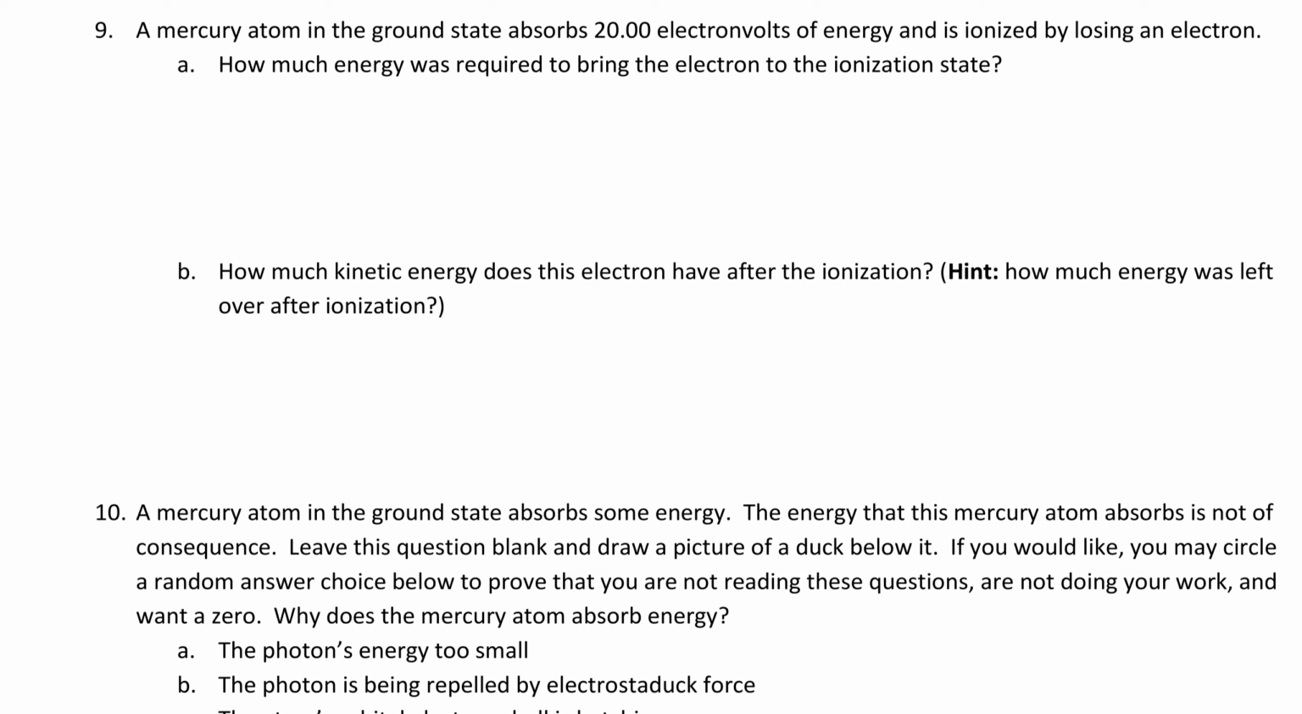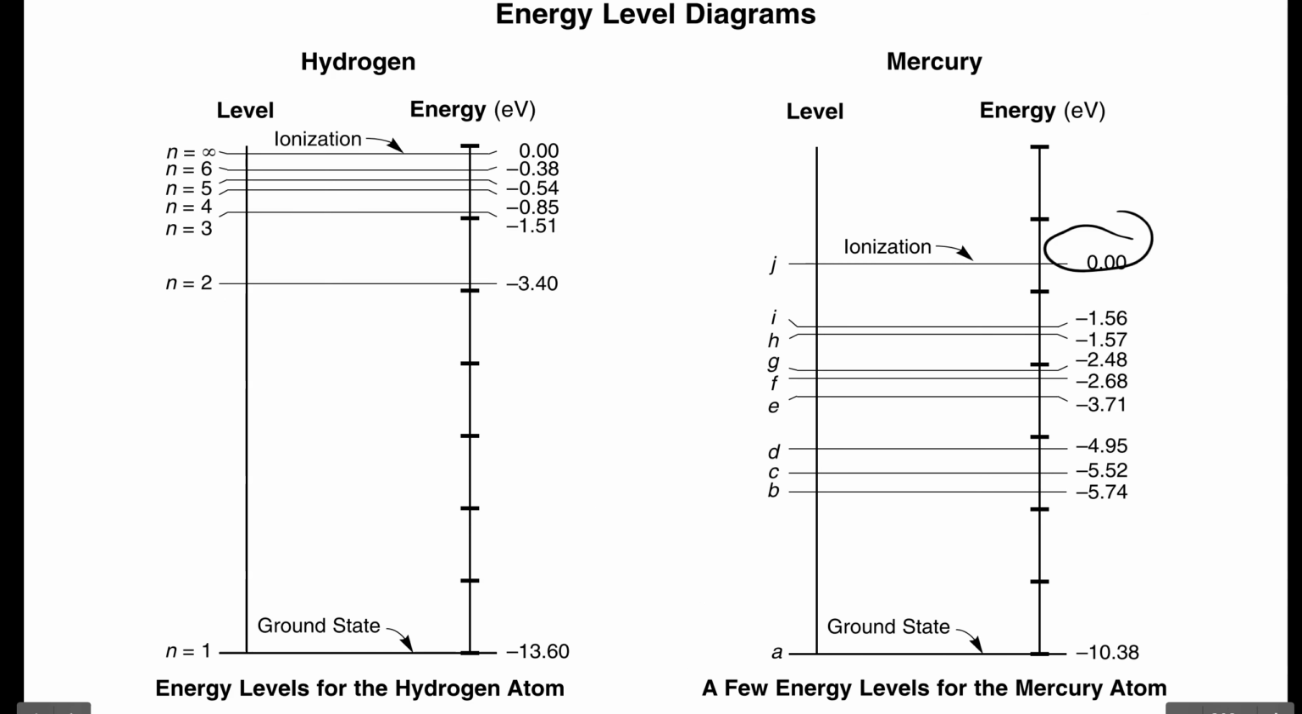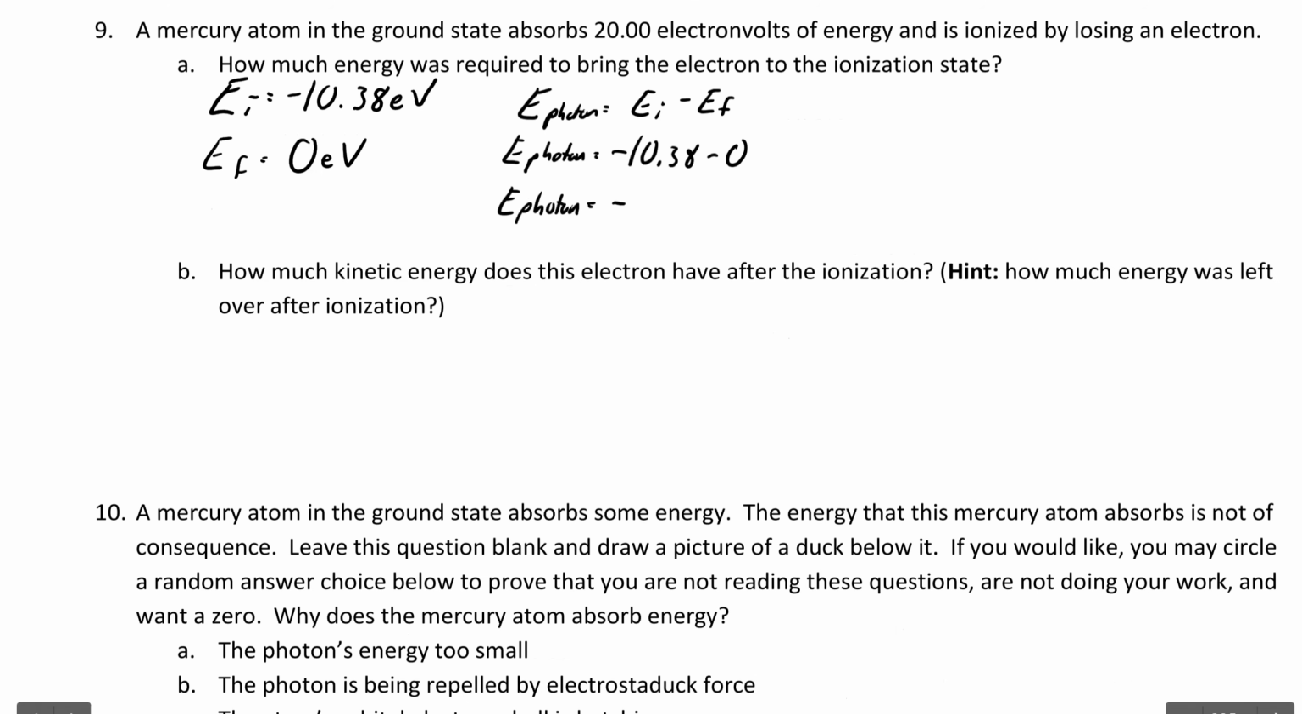For part A, we can still do the same process where initially in that ground state and then in that ionization state, you have 0 joules, 0 electron volts of energy there. So that's like initial, final. So here we say that there was 10.38 electron volts of energy taken from that photon that it absorbed.